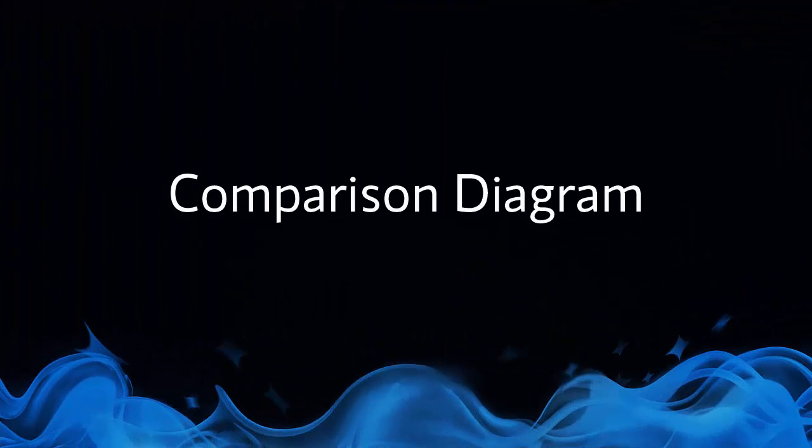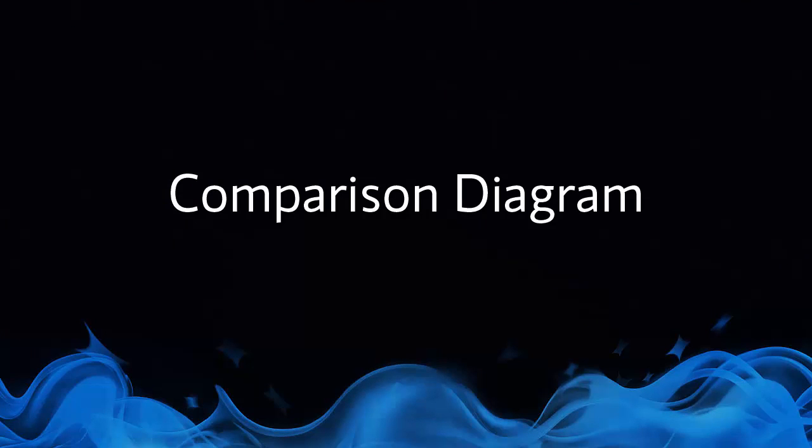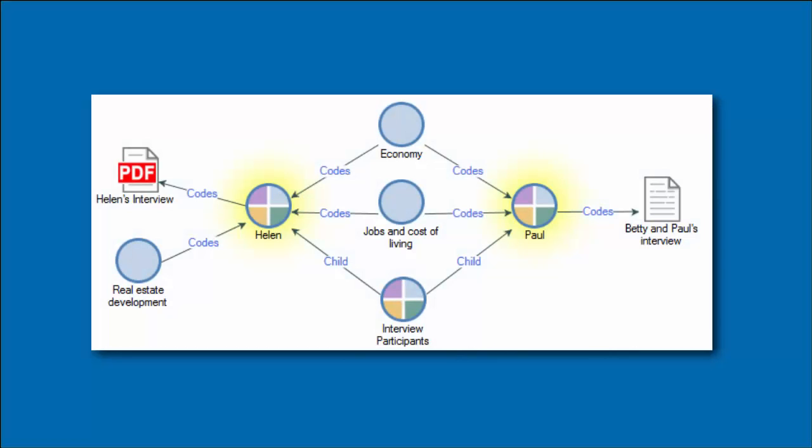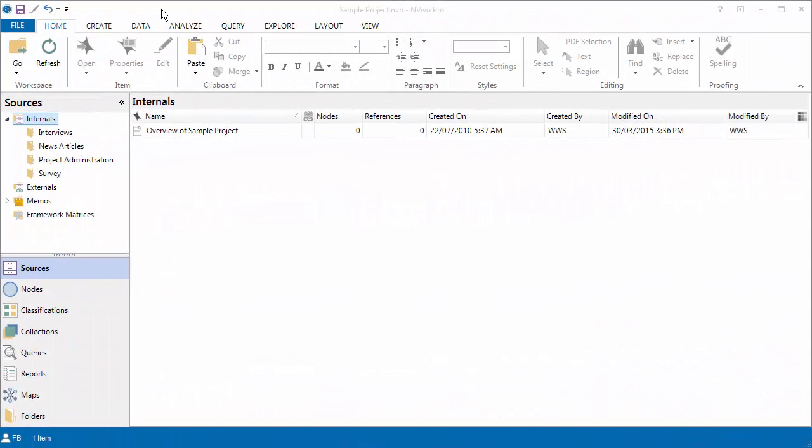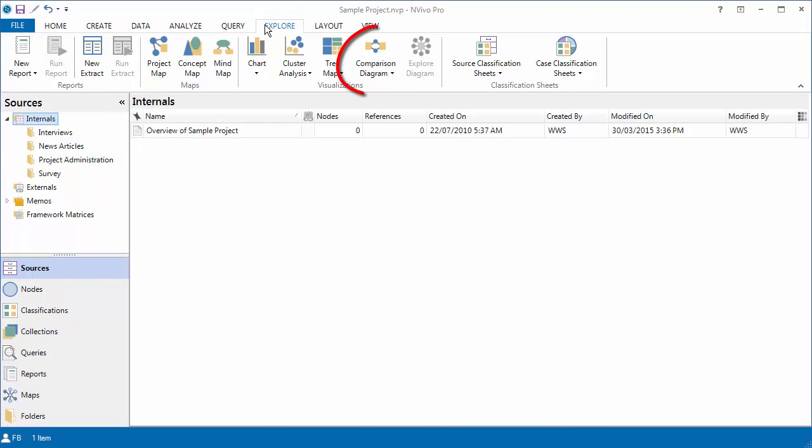The comparison diagram lets you compare two of the same type of project items, for example sources, nodes or cases, to see their similarities and differences in the project. You might use this diagram, for example, to compare the coding of two cases. To generate a comparison diagram, you use this option on the Explore tab.